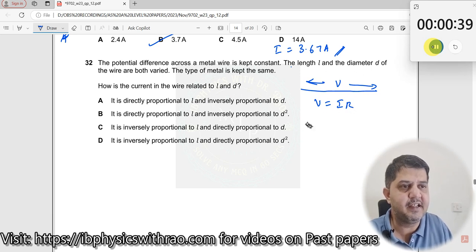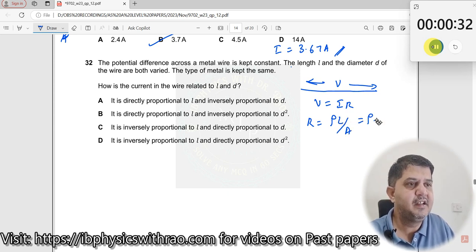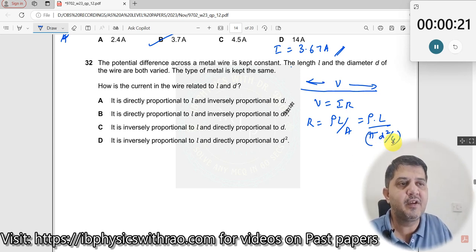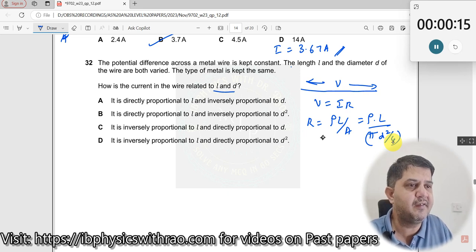R can change, right? So, R is equal to rho L divided by A, which you already know. Rho is the specific resistance. Rho into L divided by pi into D square by 4. D square by 4 because it's R square over here, pi R square, so I am writing it like this. And then the type of metal is kept same. And then how is the current in the wire related to L and D?